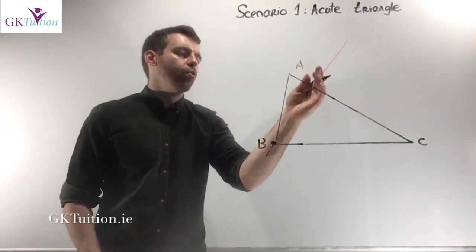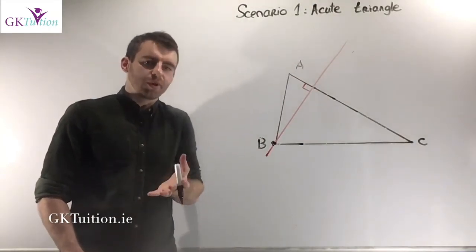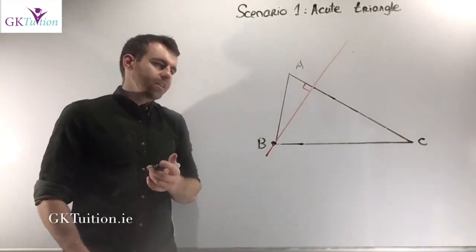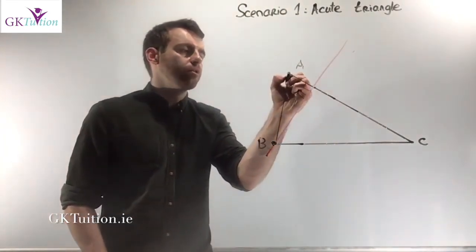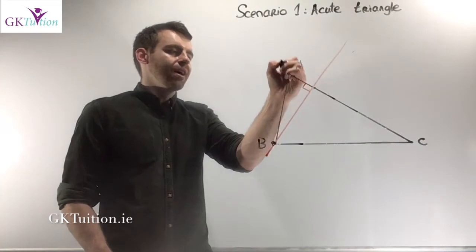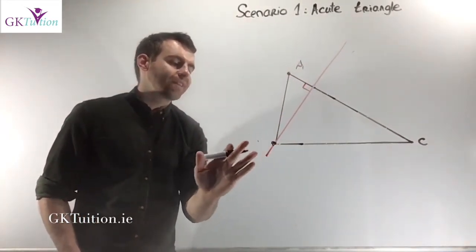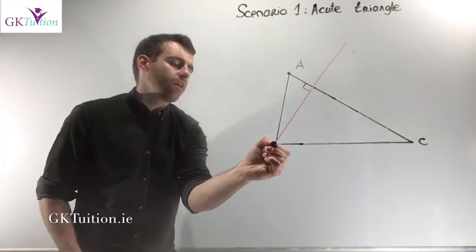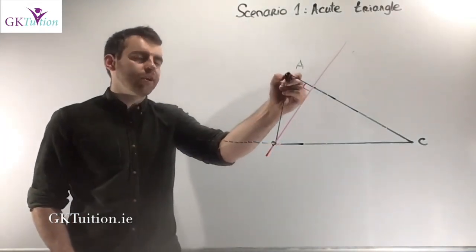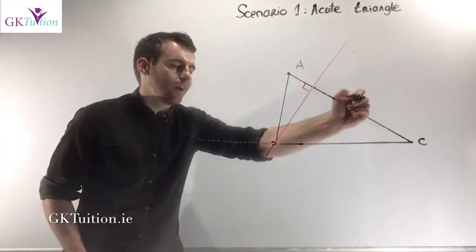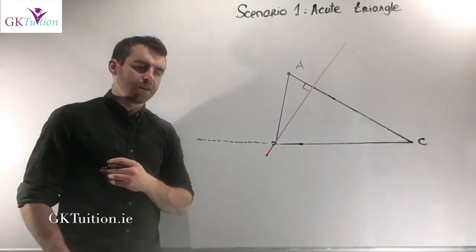So now that's one of my altitudes, but I need to find a second altitude in order to identify the orthocenter. The second altitude that I'm going to find is the line that goes through the point A and is perpendicular to BC. Now in order to get this altitude, once again I'm going to continue on this line, because I anticipate that when I place my compass here and I draw an arc that intersects this twice, one of them is going to be out here.